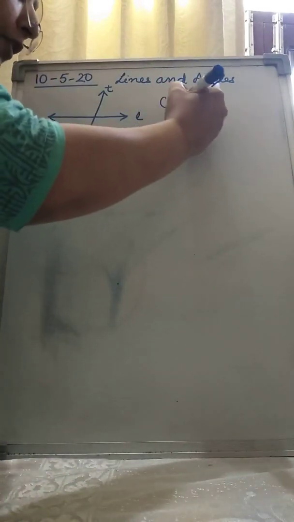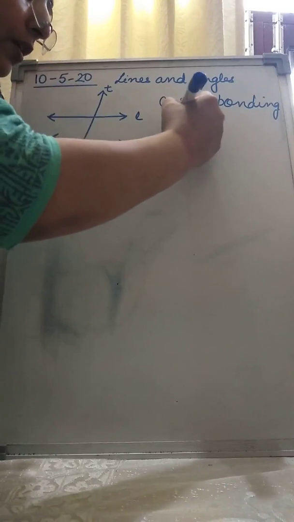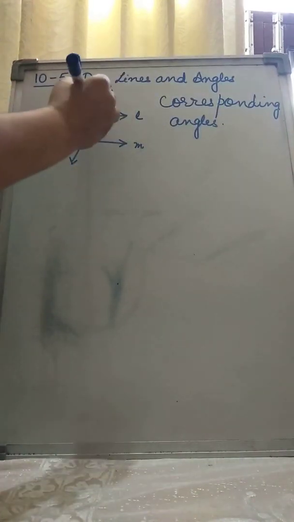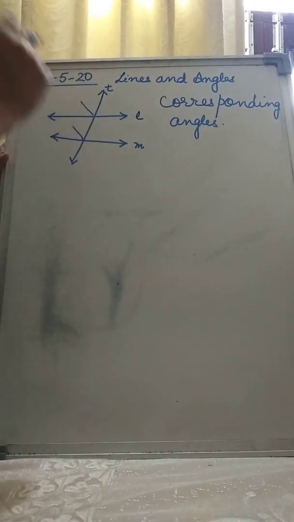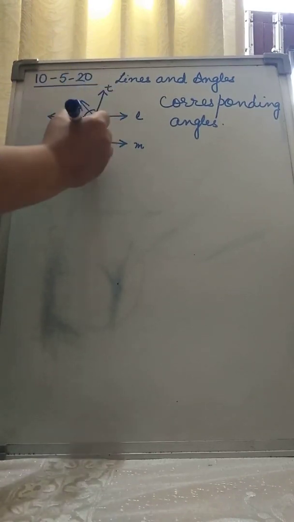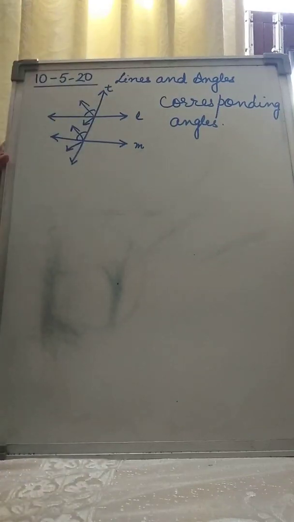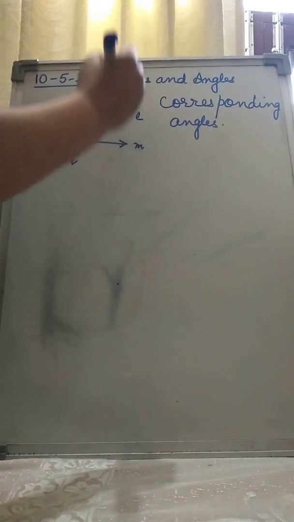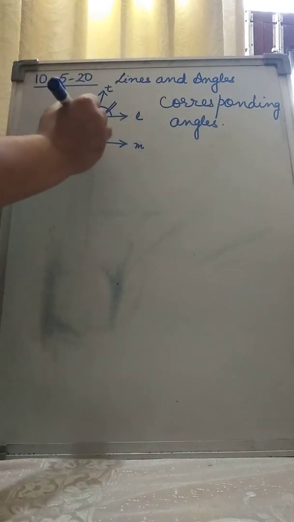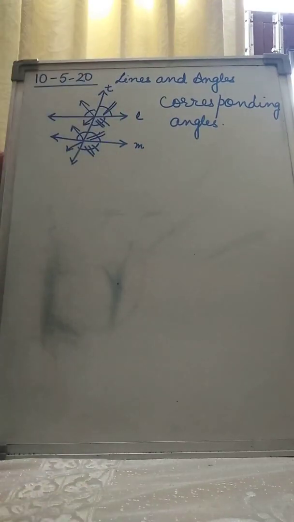They are formed on the same side of the transversal and in the same direction. This upper angle will correspond to this angle, and this one, the lower side, will correspond to the other lower side angle. Same way for the right hand side also. This is one upper side and this one on the lower side. So these are the corresponding angles.